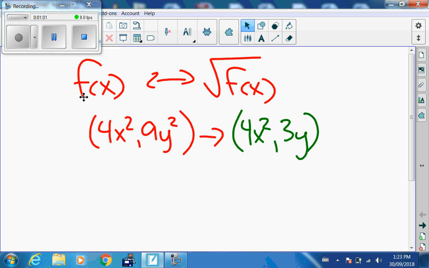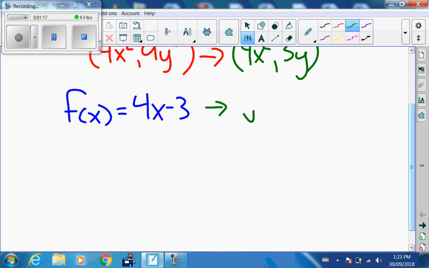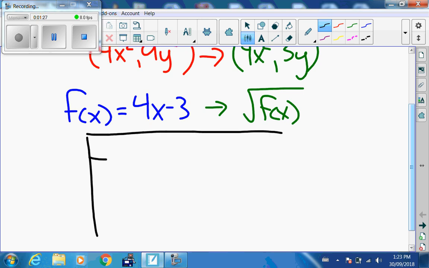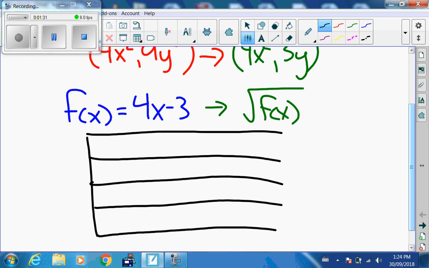All right, so now let's say we had the function f at x equals 4x minus 3, and what I'm trying to do is graph square root of f at x. Okay, so we're going to start by making a table of values here. So we're going to start with x. I'm going to need to make some more spots down the line, but that's okay.